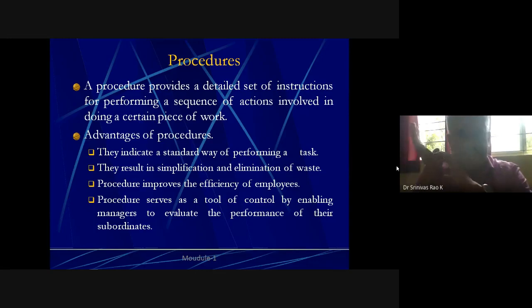Now they result in simplification and elimination of waste. With procedures, you can always simplify your task and reduce your time, and wastage is also reduced. And this procedure improves the efficiency of employees. Yes, of course, because without procedures, he will come and ask doubts. How to do this? Where should I put the transistor?